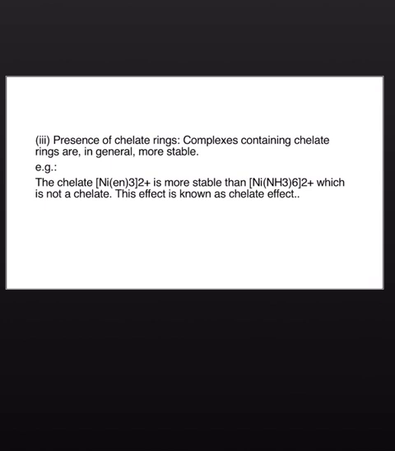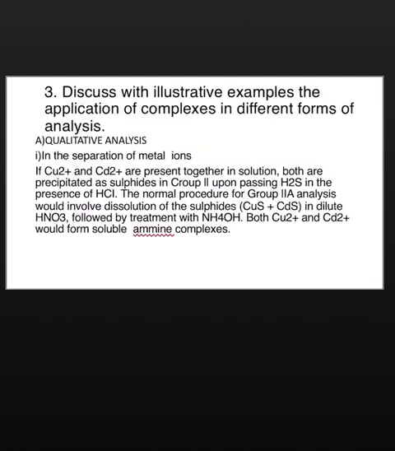3. Presence of chelate rings. Complexes containing chelate rings are in general more stable. Example, the chelate [Ni(en)3]2+ is more stable than [Ni(NH3)6]2+, which is not a chelate. The effect is known as the chelate effect.